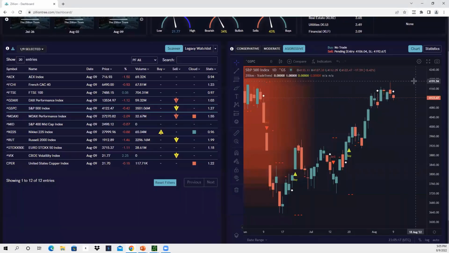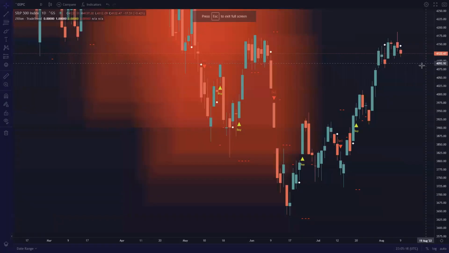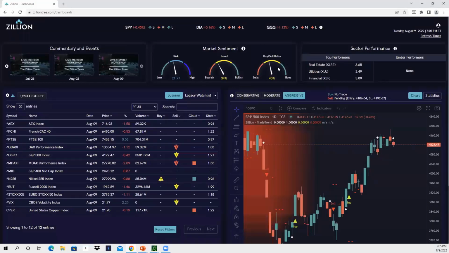All right, so as I mentioned, we've had a bit of a pullback in the markets. Let's actually start by looking at, so this is our Zillion platform for those of you who aren't familiar. We have a proprietary algorithm that gauges risk, overall trend, and buy-sell ratios from our TradeTrend algorithm across the symbols that are in our database.